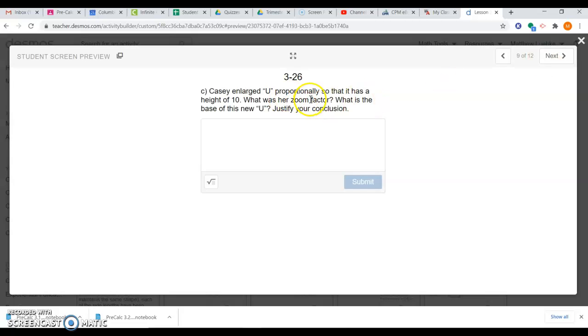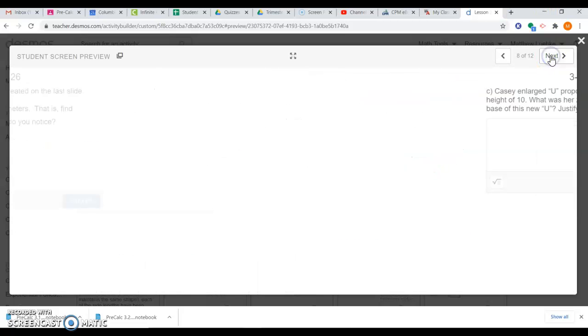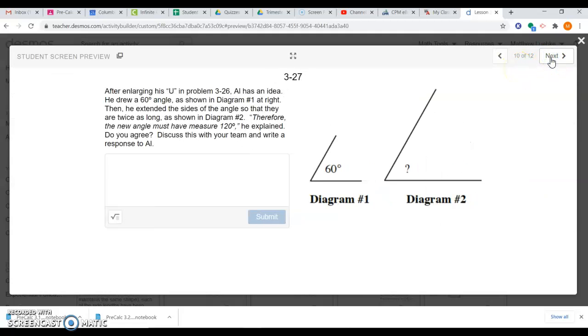Lastly, we want to say that Casey enlarged her U proportionally so that the new height was 10. And we want to figure out, okay, her new height was 10. Our original height was what? And then what can I find that zoom factor to be between the old shape and the new shape? Okay? And remember, you can divide new height divided by old height, and you can define the zoom factor there.